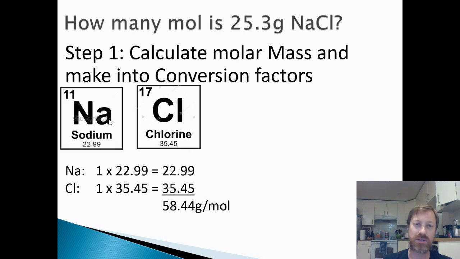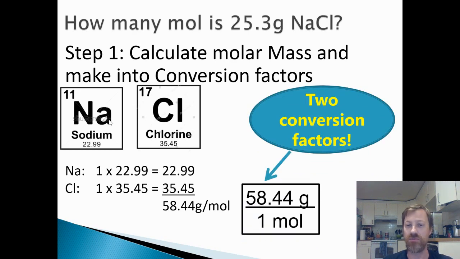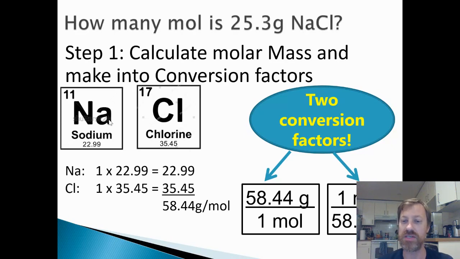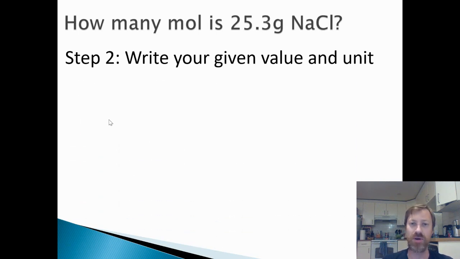Great. So let's make that into conversion factors. We could have the grams on top, 58.44 grams over 1 mole, or the other way around, 1 mole over 58.44 grams. Let's just keep those in mind as we go to step 2. We've got to write the given. That's 25.3 grams, the value that's given to us in this problem. And now we're going to multiply it by our conversion factor.